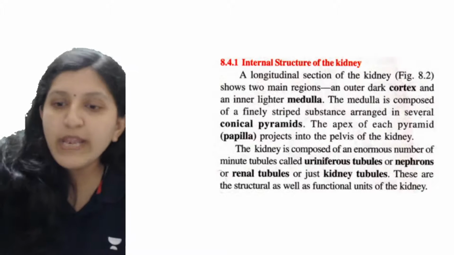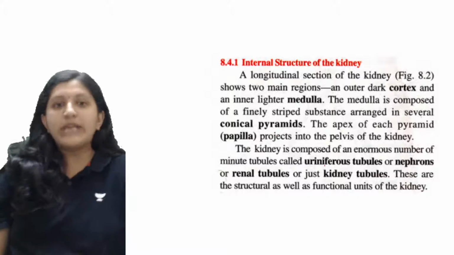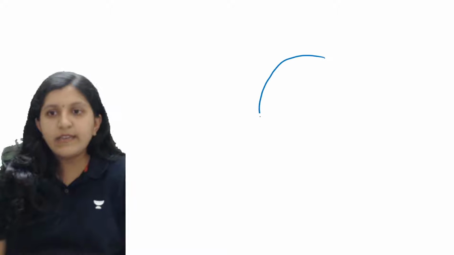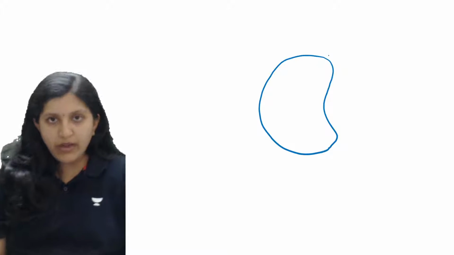Okay, so let's have a look at the internal structure of the kidney. I'll explain how exactly the arrangement is done. Let's say this is the kidney, which is basically bean shaped like I already mentioned. You need to draw one more covering for this one.